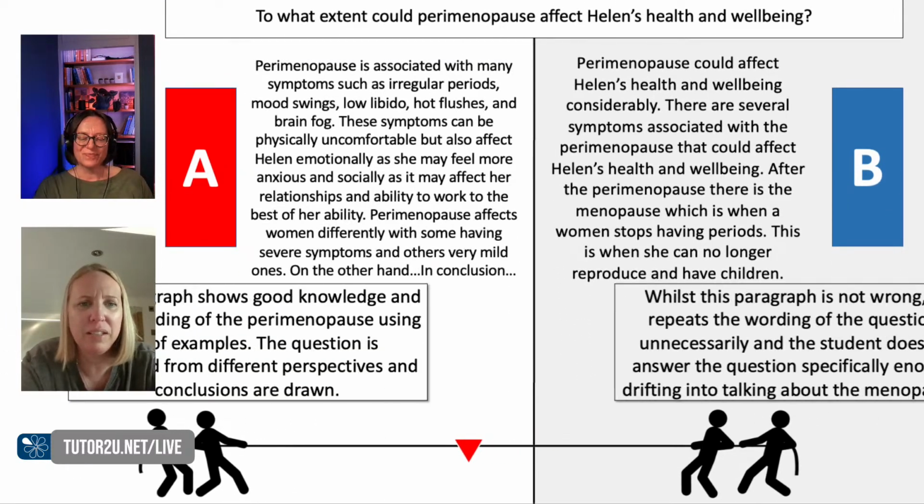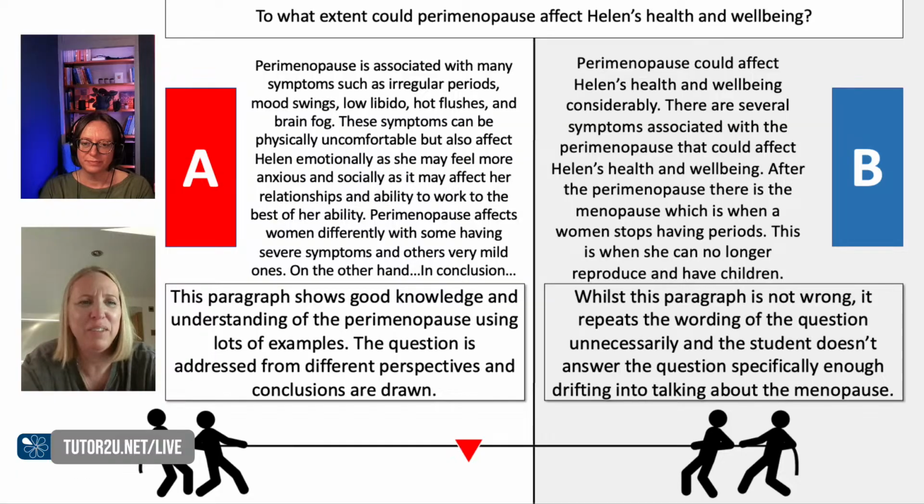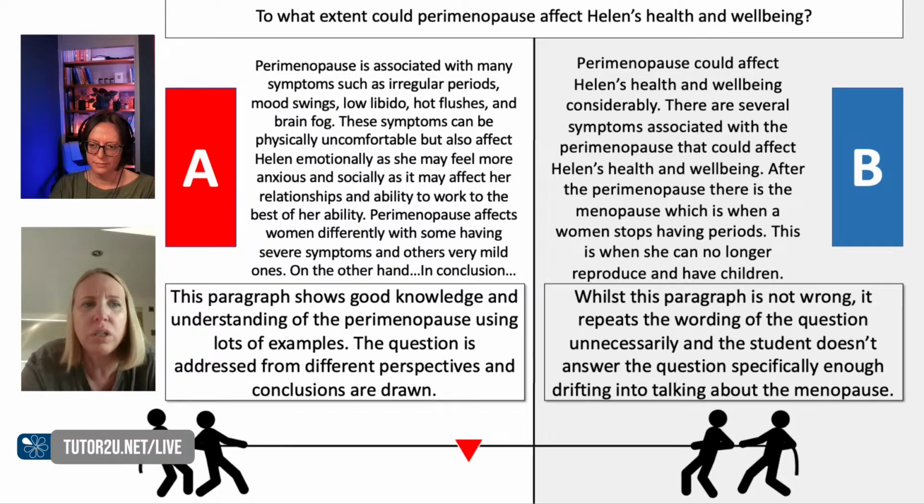So we thought that Liz's was the best, because we said that her paragraph shows good knowledge and understanding of the perimenopause using lots of examples. I love the examples. Got irregular periods, mood swings, low libido, hot flushes, brain fog, all of those things. So that's great. The question is addressed from different perspectives about how it's going to affect her emotionally, socially, physically, which is really good. And conclusions are drawn, or she's going to go on and do that.